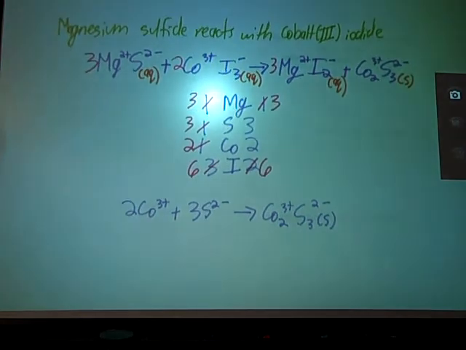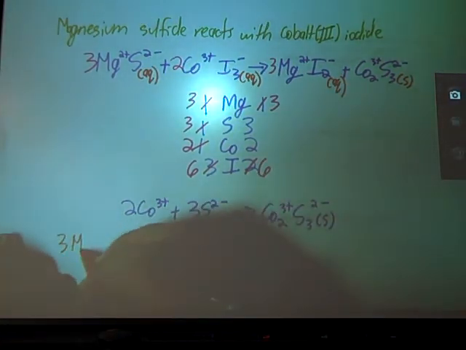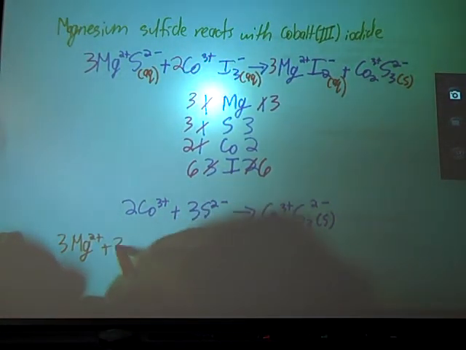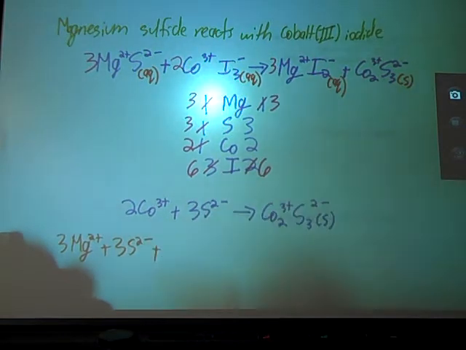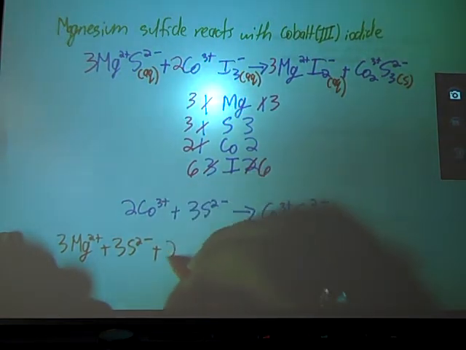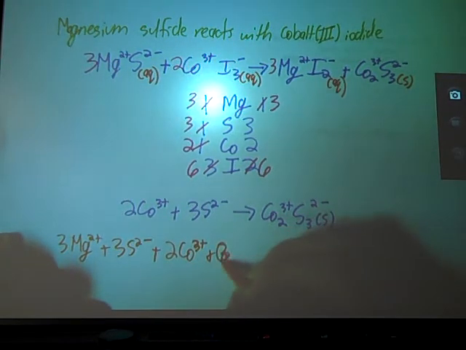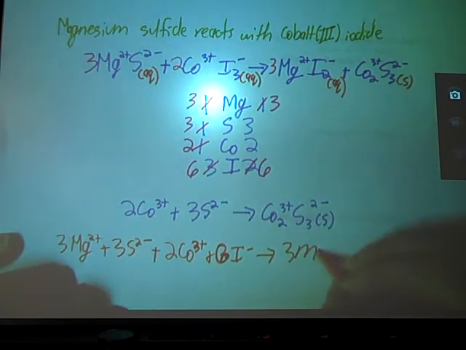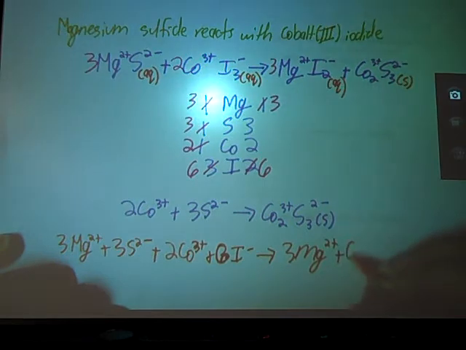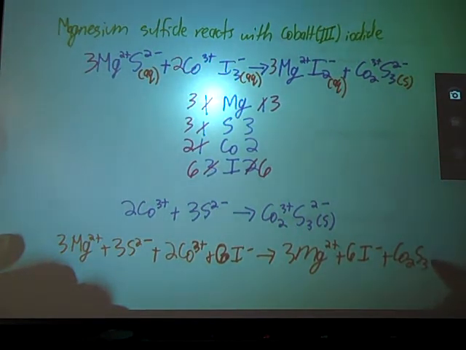If they didn't require you to do the complete ionic, let's buzz through the complete ionic here real quick. Hopefully I have enough time. 3 magnesiums and 3 sulfides. See, there's my 3 sulfides. 2 cobalts. Oops. There's my 2 cobalts. 6 iodides. Almost messed that up there. 3 magnesiums, 6 iodides, and my cobalt 3 sulfide.